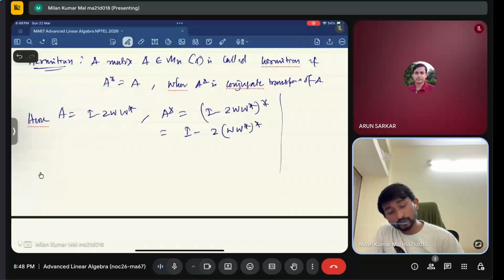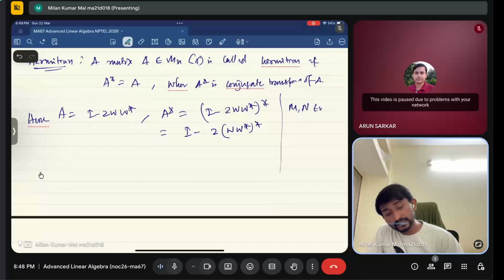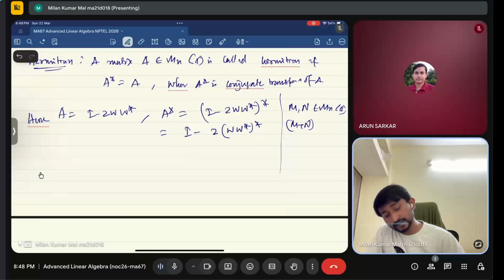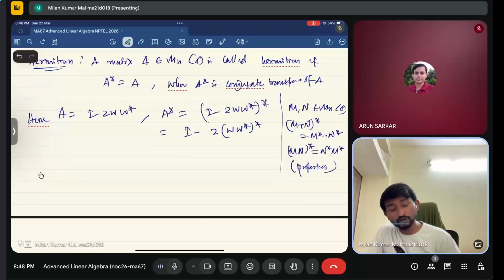For any two matrices M and N belonging to M n (C), (M plus N) star is just M star plus N star. But (M N) star is equal to N star M star. These are the properties of adjoint. I am not going to prove that.